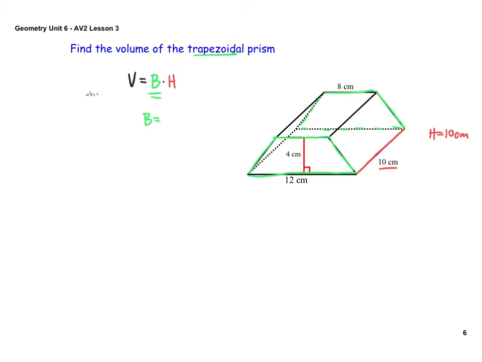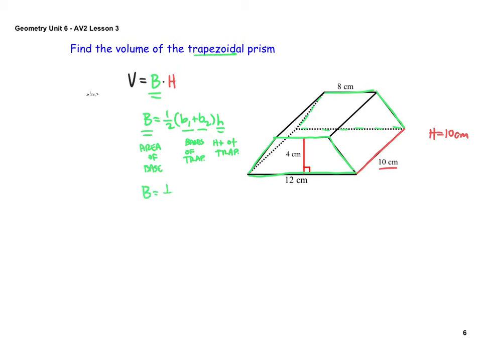Well, the area of a trapezoid is 1/2 base 1 plus base 2 times the height. Now this is the height of the trapezoid, whereas the red H is the height of the prism. Okay, these are the bases of the trapezoid, bases of the base, whereas capital B, yet again, is the area of the base. All right, let's do a calculation.